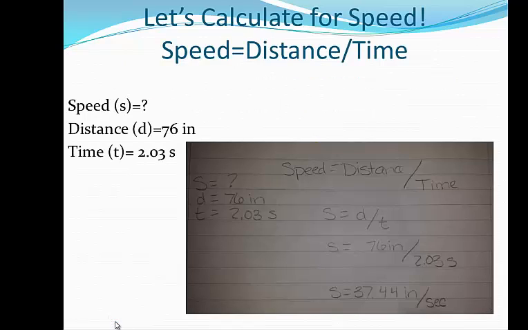Let's calculate for speed using our speed formula of speed equals distance over time. Our speed is our unknown. That is what we are calculating for. Our distance was found to be 76 inches and our time was found to be 2.03 seconds. So speed equals 76 inches over 2.03 seconds. That gives us a speed of 37.44 inches per second.